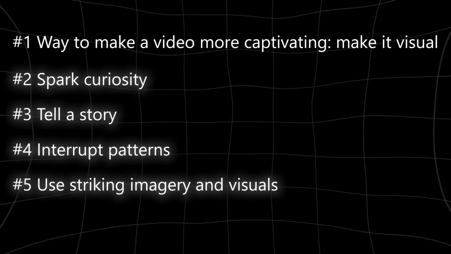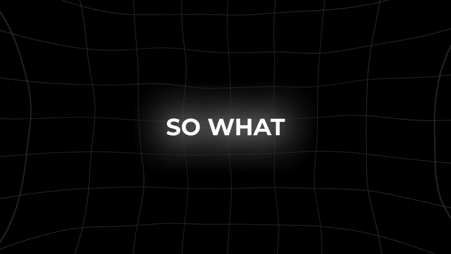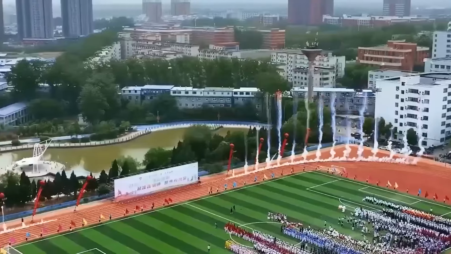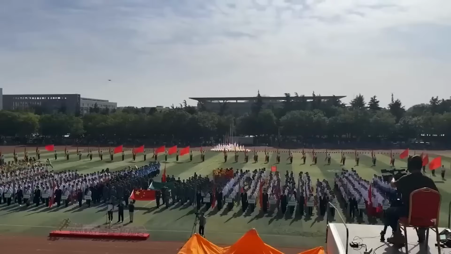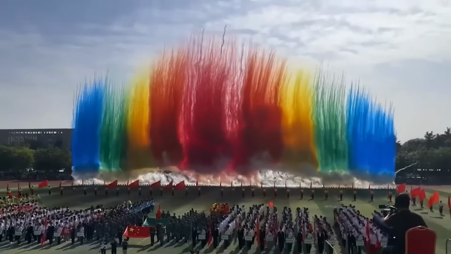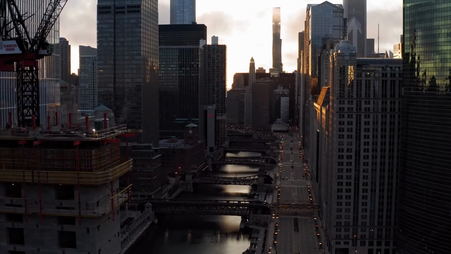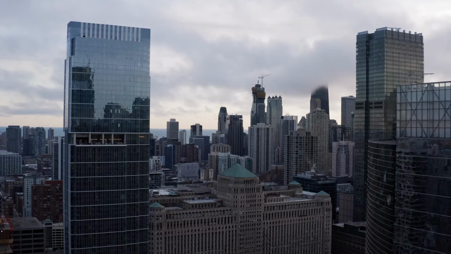Final tip. Use striking imagery and visuals. So what makes a visual striking? Over the years, we've found that while creating video content, there's a place for panoramic shots, impressive drone flybys, and stunning photography. They must be relevant to your topic to be effective.